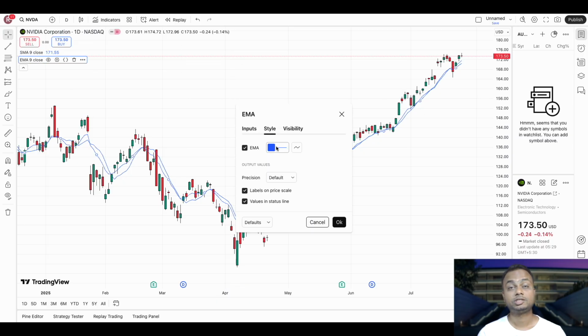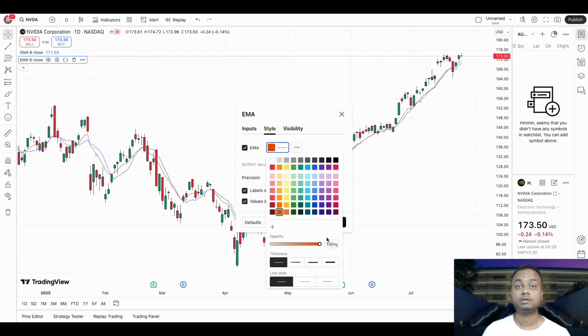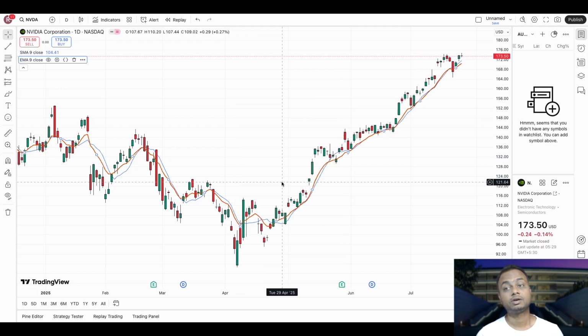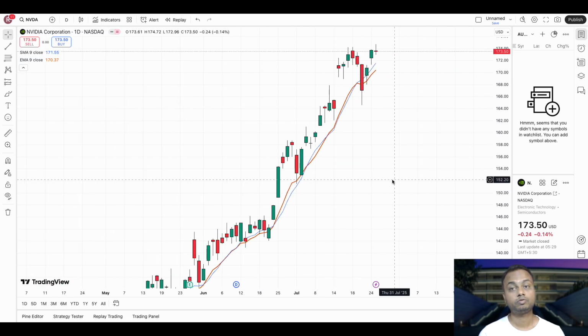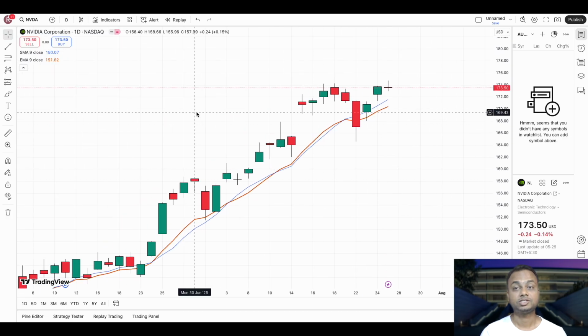Now, the exponential moving average, also known as EMA. It is a bit different. While it also smooths out price data, it gives more weight to recent price action. This means it reacts more quickly to new information.